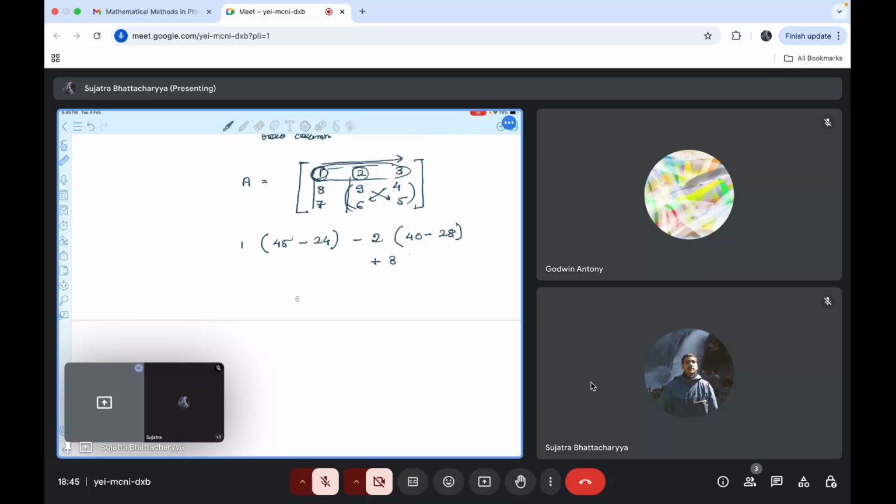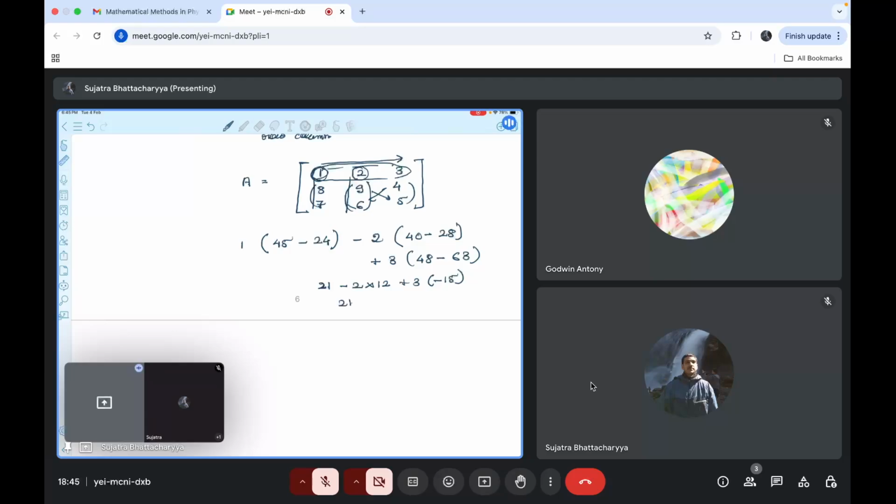Finally, the third one. Only remember that the alternate elements have a negative sign. So the third one will have these: 8, 6, 48; 7, 9, 63. If you just calculate, 45 minus 24, how much? It will be 21, right? Minus 2 times (40 minus 28, which is 12). So 2 into 12, plus 3 times (48 minus 63, which is minus 15).